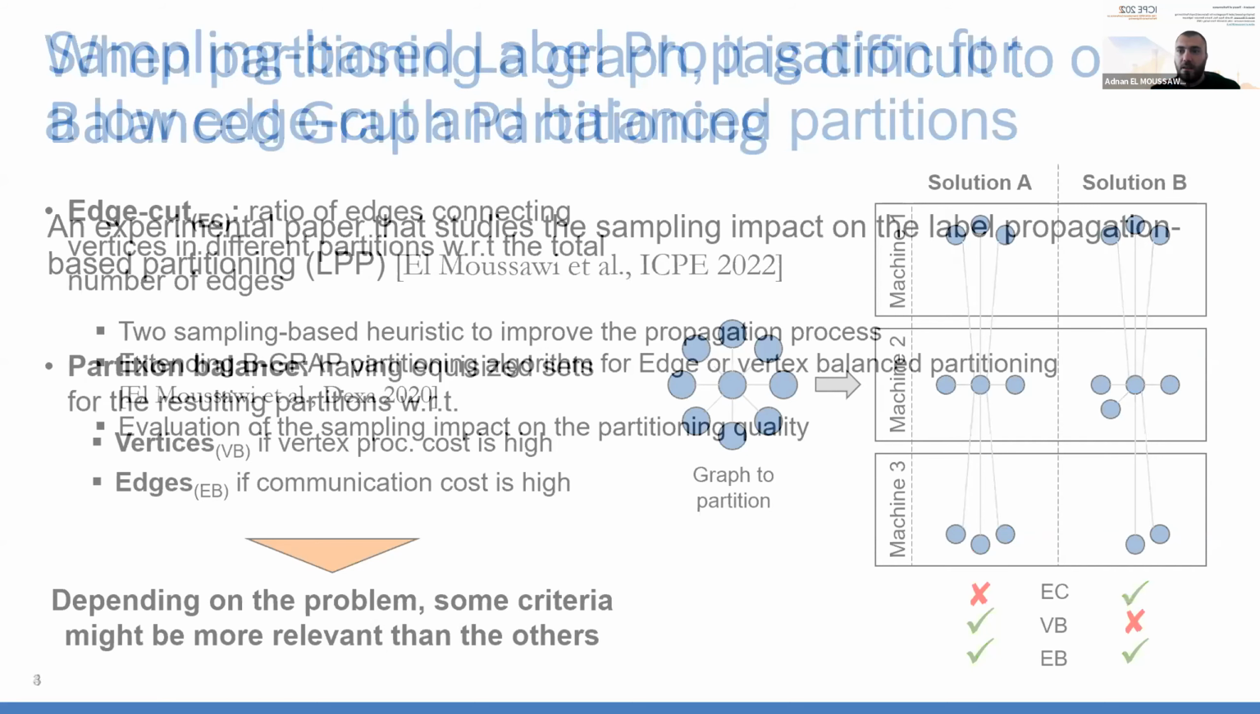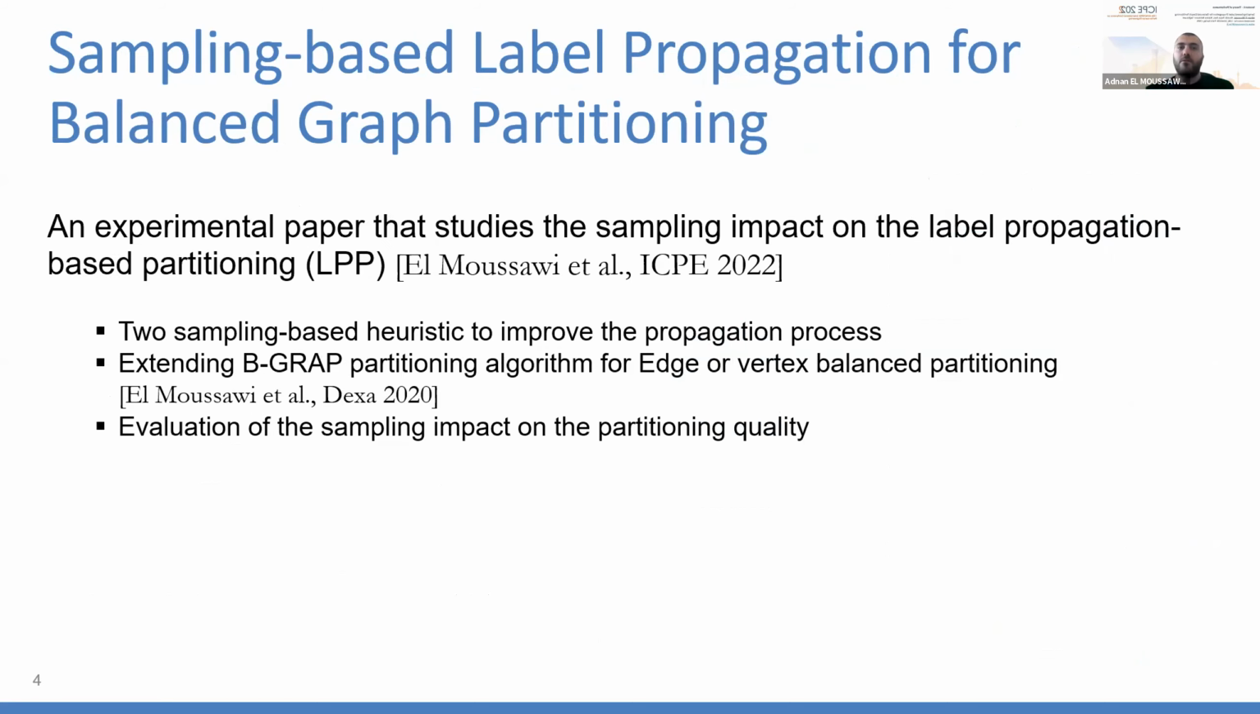In our paper, we have focused on label propagation-based partitioning, graph partitioning. In particular, we have studied the impact of sampling on this kind of algorithm. We have based this on a previous work in which we defined a partitioning algorithm that allows us to take into account the balance constraint, either with respect to the number of edges in each partition or the number of vertices in each partition.